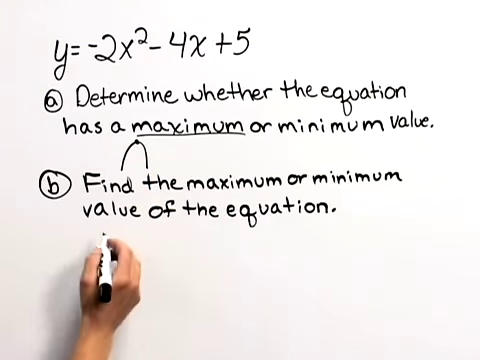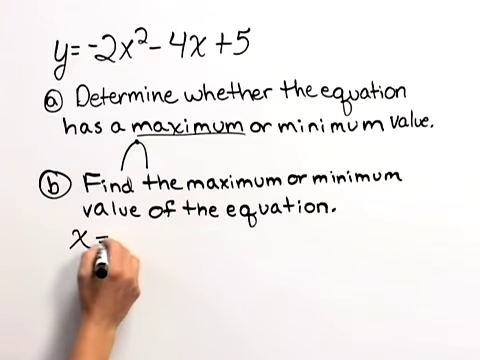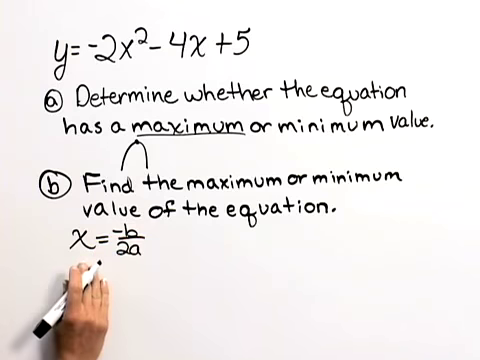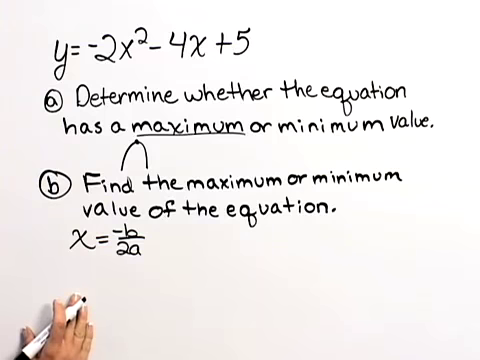So now that we know that it's a maximum value, let's find that. We first need to find the x-coordinate at the vertex, which would be the maximum value. So we're going to have negative b over 2a. That will give us our x. When we plug that in, we'll get the y value, which is the maximum value.